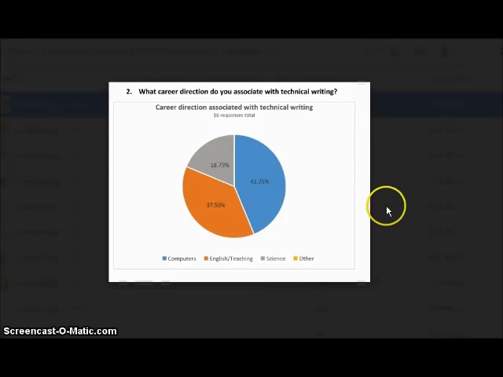Okay, so now we come to some better examples. So this is a student example where the student was asking, what career direction do you associate with technical writing? So we have computers, English and teaching, and science, and there was another option here as well, but nobody selected that.